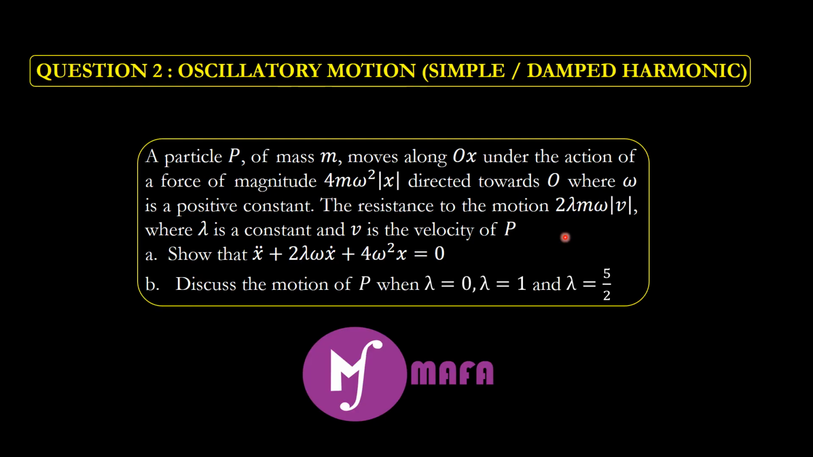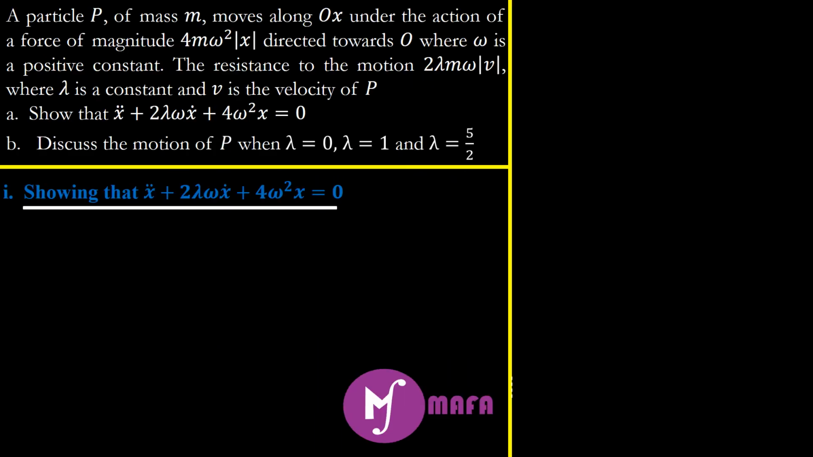A. Show that x double dot plus 2 lambda omega x dot plus 4 omega squared x is equal to 0. B. Discuss the motion of P when lambda is 0, when lambda is 1, and when lambda is 5 on 2. So that's a B question. Alright, so let's analyze the motion together.